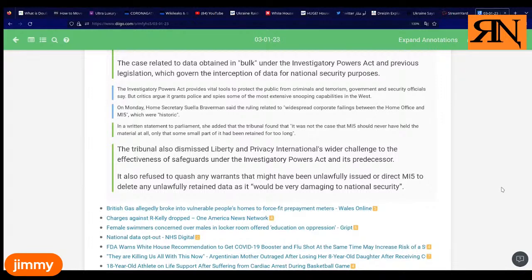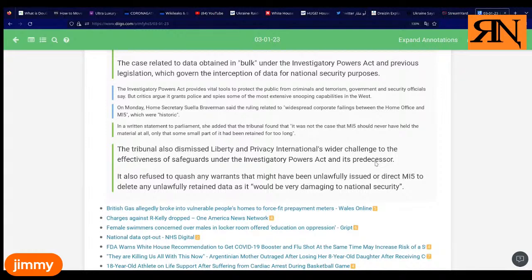So, also interesting to note, the tribunal also dismissed Liberty and Privacy International's wider challenge to the effectiveness of safeguards under the Investigatory Powers Act and its predecessor. And I was trying to think about its predecessor, which, prior to 2014, would have been the American Secret Service doing the spying on British citizens for the British intelligence services. So that would be the predecessor.